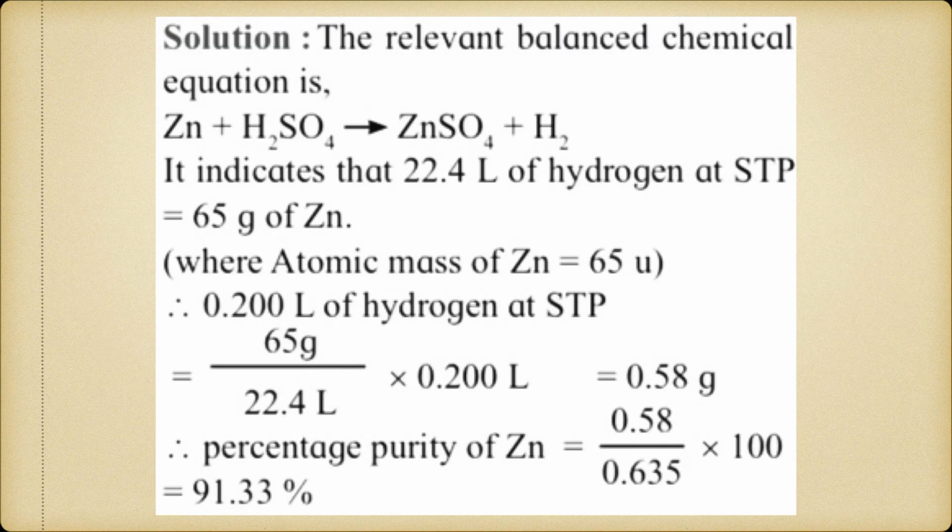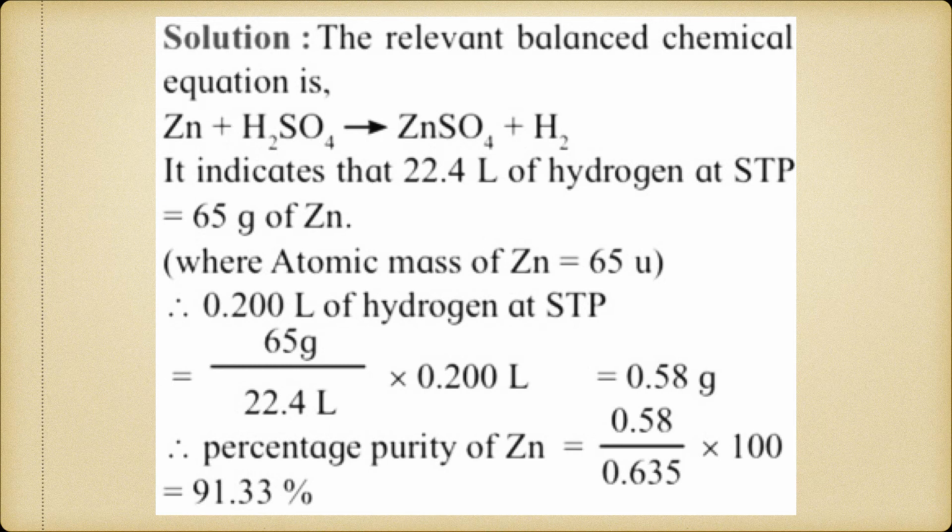So the balanced chemical equation is Zn plus H2SO4 gives ZnSO4 plus H2. So after balancing, I'll get it as 1 mole of zinc reacts with 1 mole of sulfuric acid to give 1 mole of ZnSO4 and 1 mole of hydrogen. Over here, which two things are important? Zinc and hydrogen gas is important.